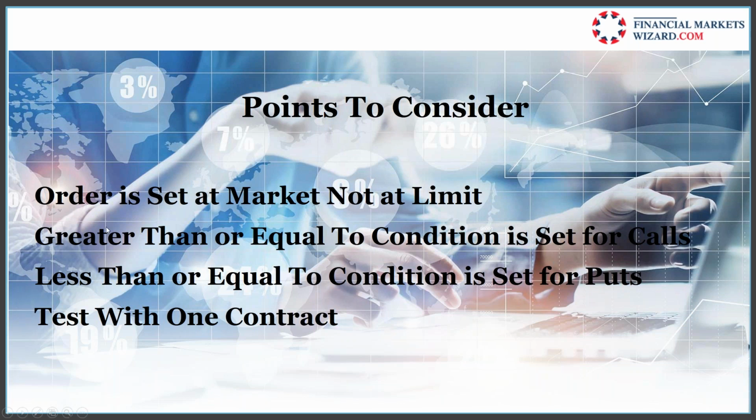The condition is greater than or equal to for calls. So greater than or equal to means 155 and above. So if your order is set for 155 and Apple gaps to 160, now whatever the option price is at that time, you will get that. And when Apple is trading at 154.90, your order is not hit. At 154.99, your order is still sitting there. As soon as Apple hits 155, your order is executed and you're out.